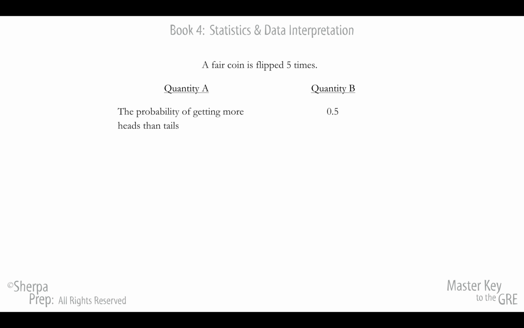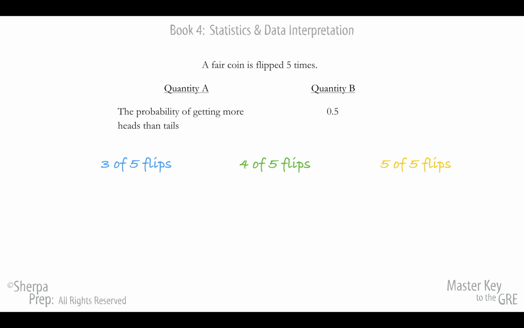To get more heads than tails, we're going to need at least 3 of our flips to come up heads. In other words, we need 3 of the 5 flips, or 4 of the 5 flips, or all 5 of the flips to come up heads. Now remember, anytime you're working with probabilities, you're really working with combinations. So to get 3 of 5 heads, or 4 of 5 heads, or 5 of 5 heads, those are all little combinations that we can work out.